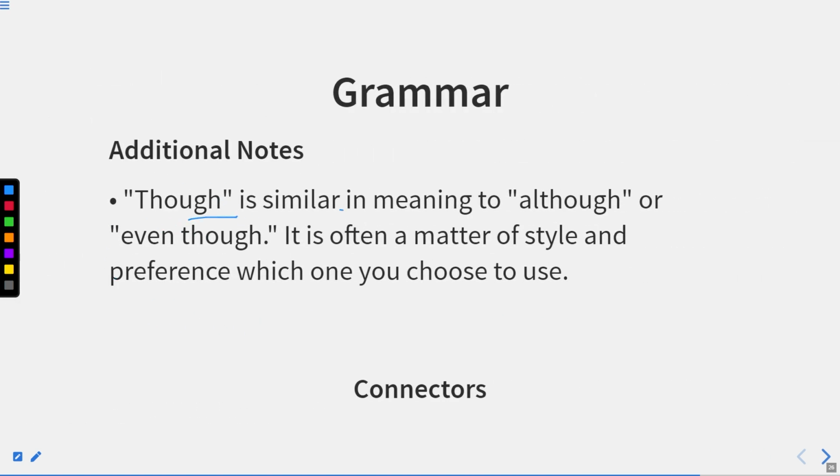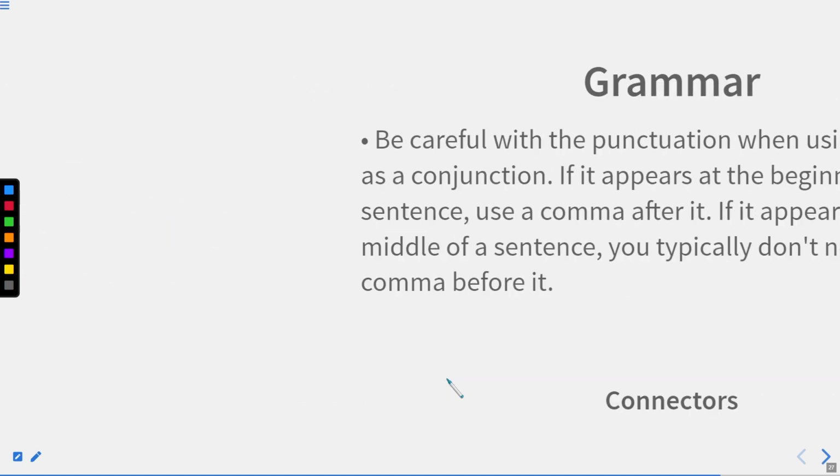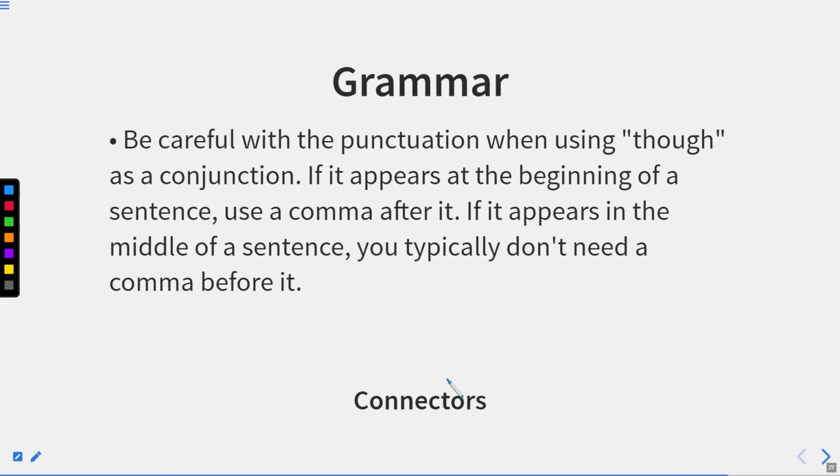Additional notes: though is similar in meaning to although or even though. It is often a matter of style and preference which one you choose to use. Be careful with the punctuation when using though. As a conjunction, if it appears at the beginning of the sentence, use a comma after it, or you can say after the clause of though. If it appears in the middle of the sentence, you typically don't need a comma before it.